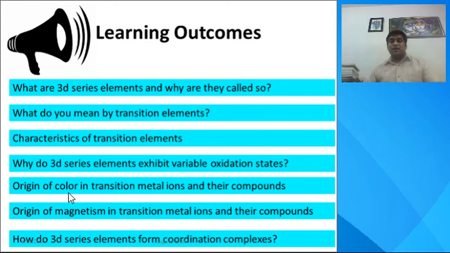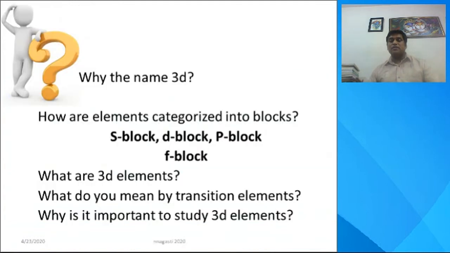What is the origin of magnetism in transition metal ions and their compounds? How do 3D series elements form coordination complexes? All these we are going to understand here. Before that, let us ask these questions.